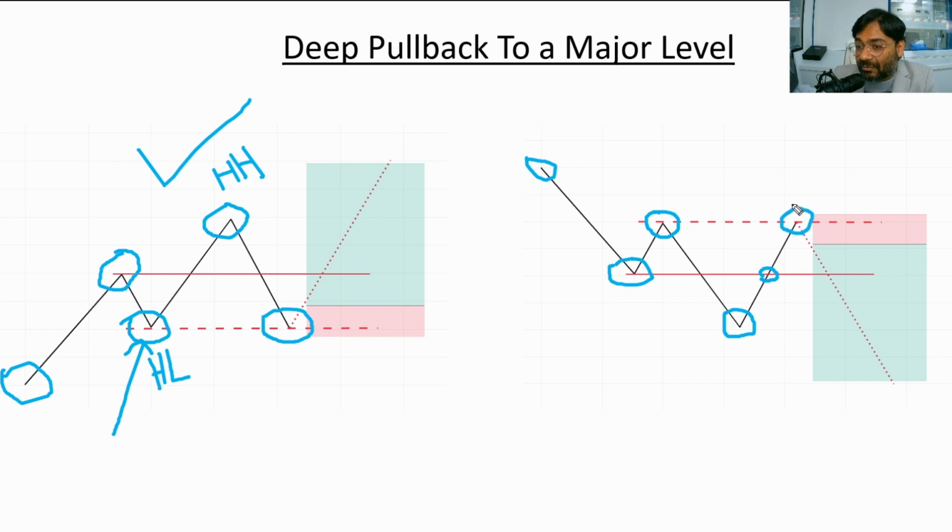Most of the time it happens that it creates a deep pullback, goes up to the last higher low, goes back to the last lower high it has created and tests that area. Once it tests that area, it's like a double top and then the market falls down, extreme down, extreme down. That's why I call it a very, very good trade.